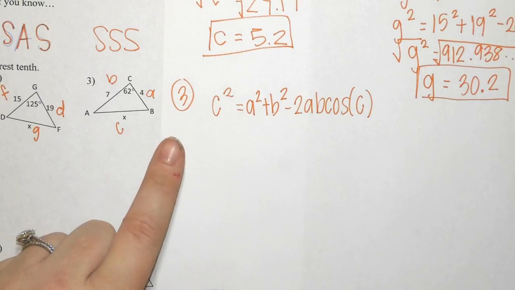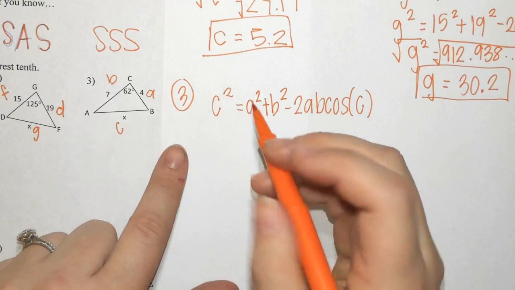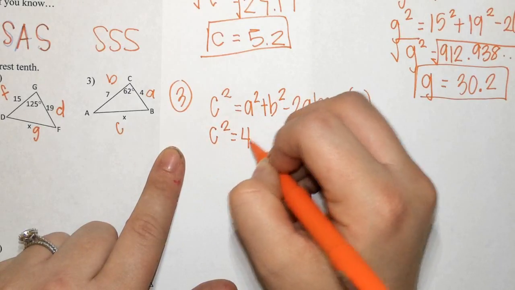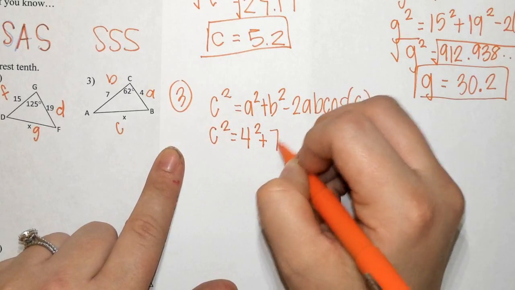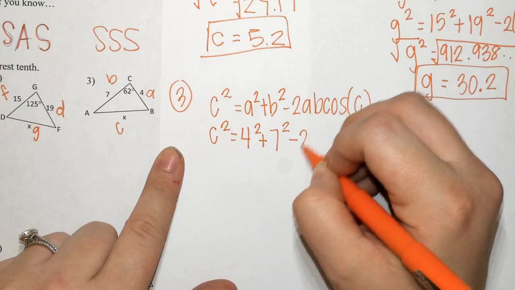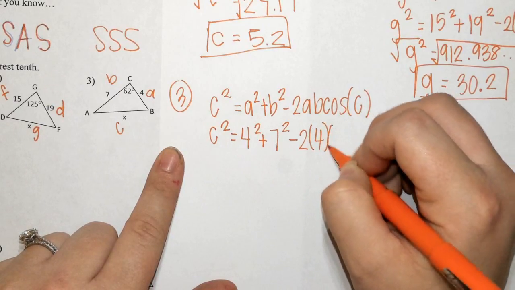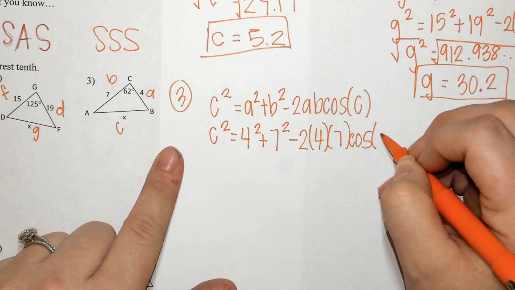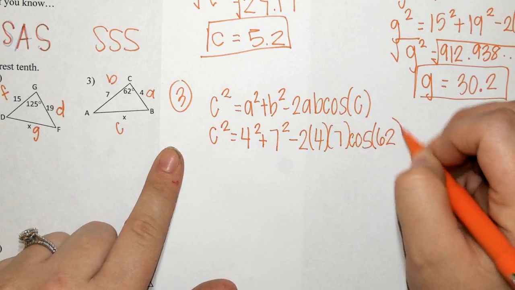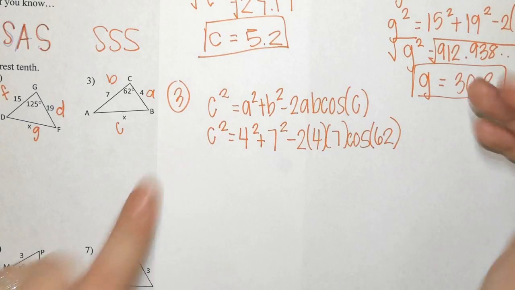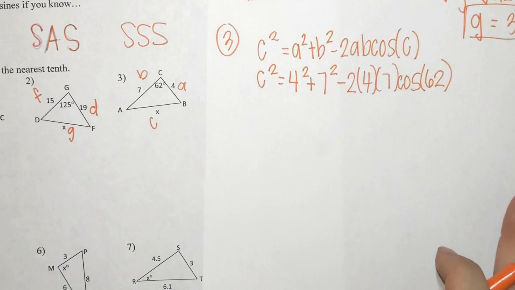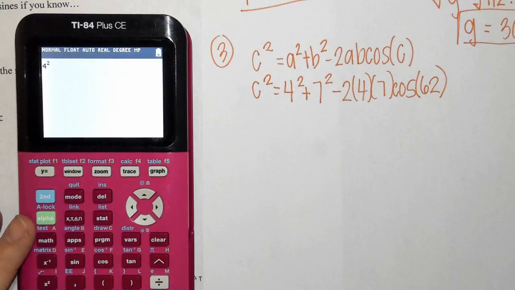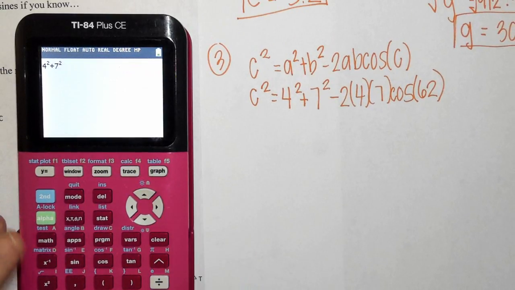Oh, baby. What, Blake? You already done? Good. Plug in A. Plug in B. 2 times 4 times 7. Cosine of what? 62. That's something like 28.